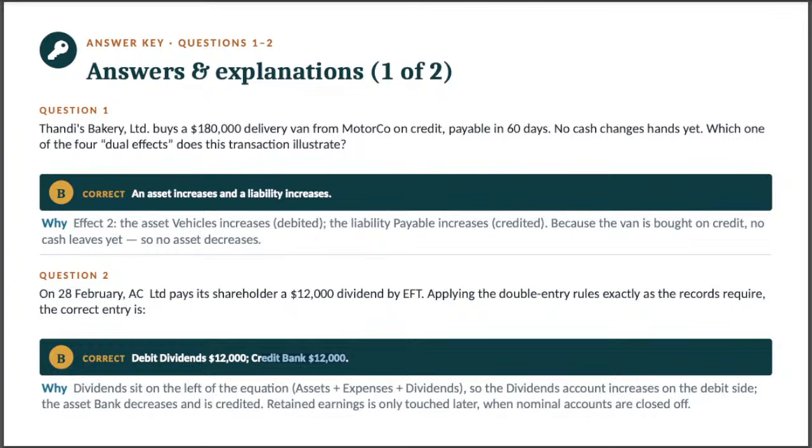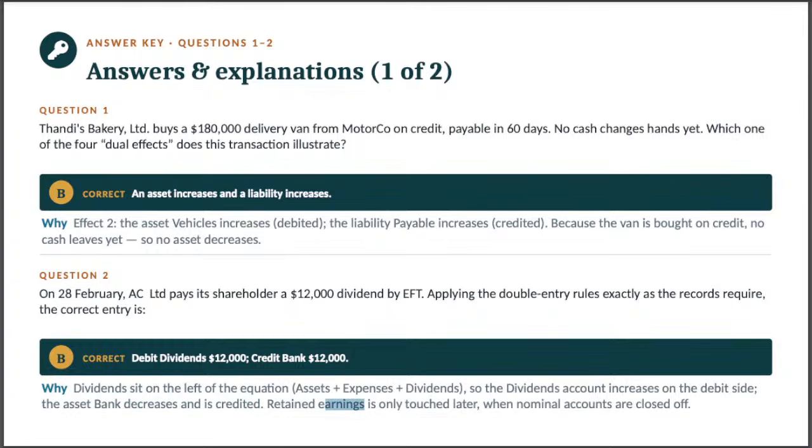Again, that's over there on the liability. Well, this particular one is here. It sits on the left side. Yes, you're increasing the debit on the dividend side, but you would credit the bank 12,000. The dividends sit on the left side: assets equal expenses plus dividends. So the dividends account increases on the debit side. The asset bank decreases and is credited.